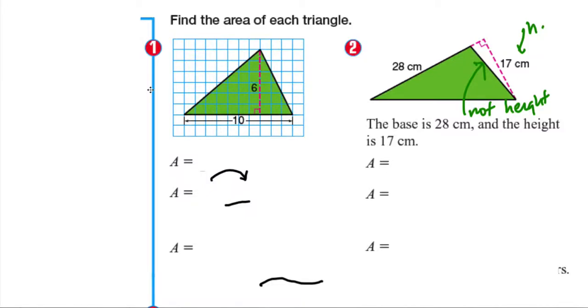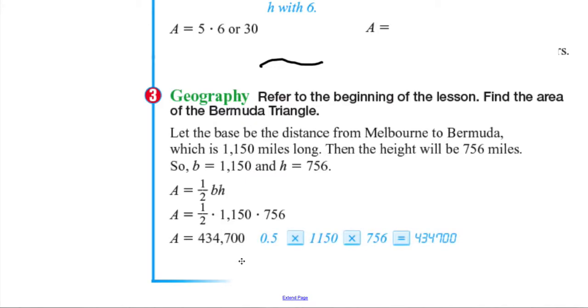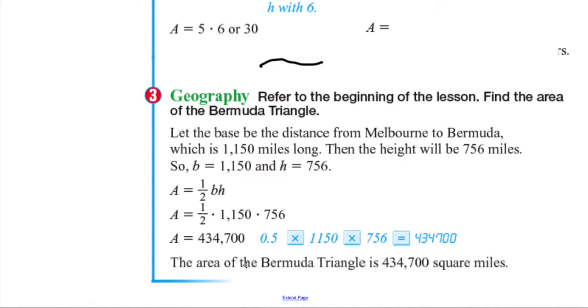So the area is equal to 1/2 times base times height. Write down the formula. Substitute the values of base and height, 1,150 and 756 respectively. Let's use a calculator to solve this. It ends up with 434,700. So that means the area of the Bermuda Triangle is 434,700 square miles. And that's the end of our lesson.